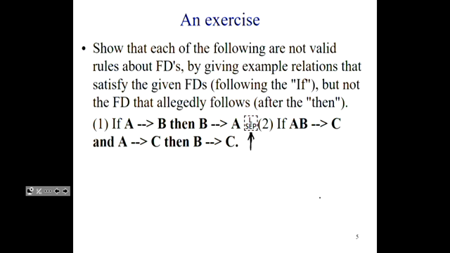potentially how to derive whether certain functional dependencies hold or not hold. So let's say I have these speculations. Okay, so if A implies B, then B implies A. What I want to do is to disprove these speculations. So if A implies B, then B implies A. Can you think of an example where that doesn't hold?